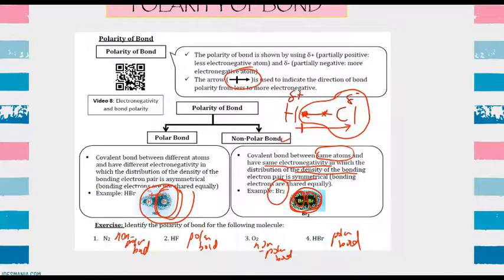Alright, so make sure you remember the definitions of polar bond, the definitions of non-polar bond, the characteristic of the polar and the characteristic of the non-polar bond.